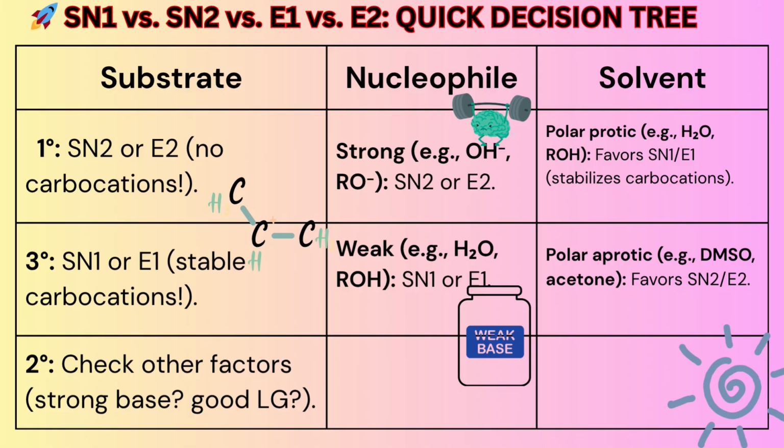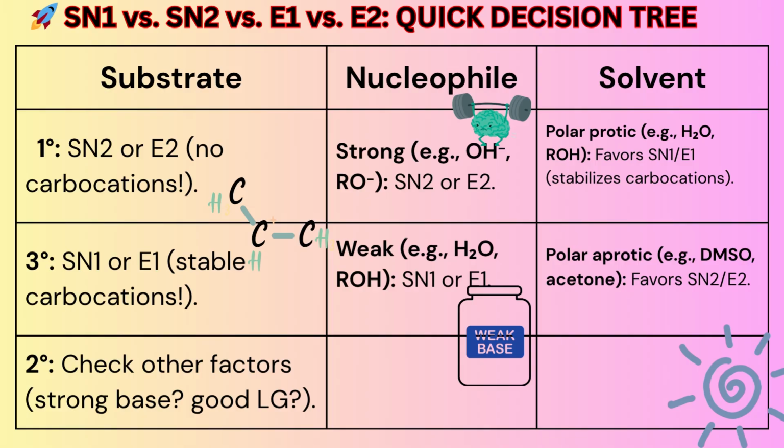good leaving group. The second question you have to ask is whether the nucleophile or the base is strong or weak. If it is strong, for example, it is having a hydroxyl group or RO group, then it would be SN2 or E2 mechanism. And if it is weak, then it would be SN1 or E1 mechanism.